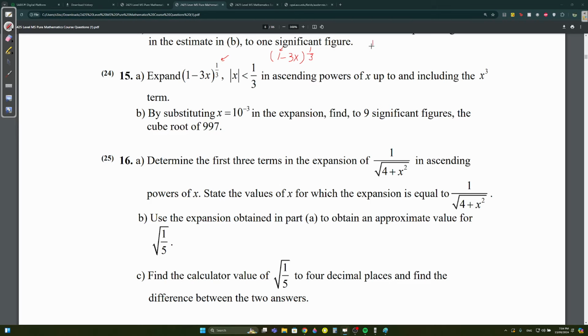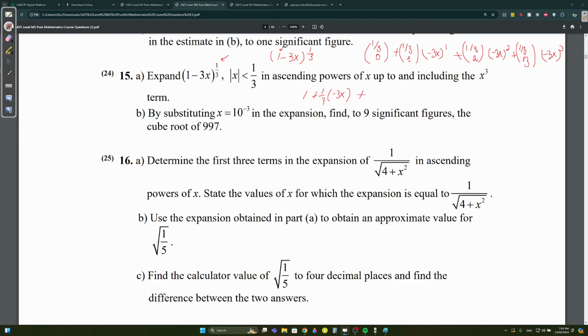Okay, what's the rule? Let's start expanding. Always start with 1 over 3 C0, plus 1 over 3 C1 times minus 3x to the power of 1, plus 1 over 3 C2 times minus 3x squared, plus 1 over 3 C3 times minus 3x cubed. Okay, let's start. 1 over 3 C0 is 1, 1 over 3 C1 is 1 over 3, times minus 3x.